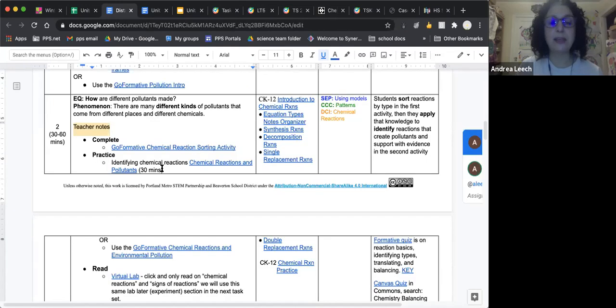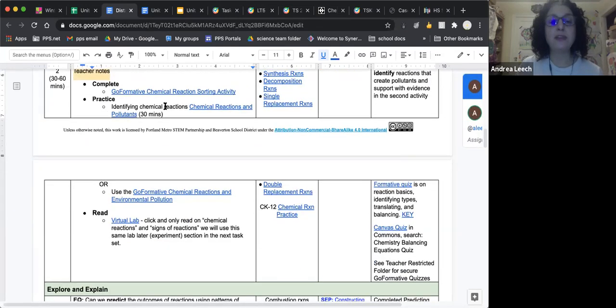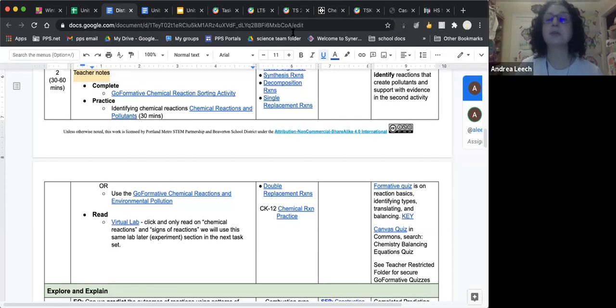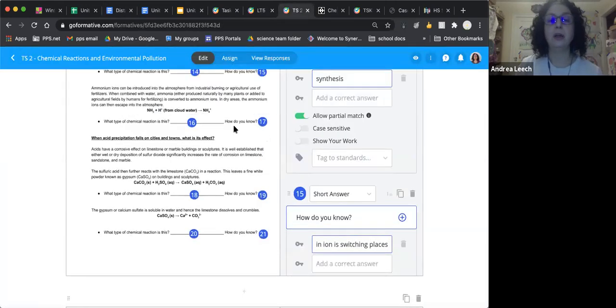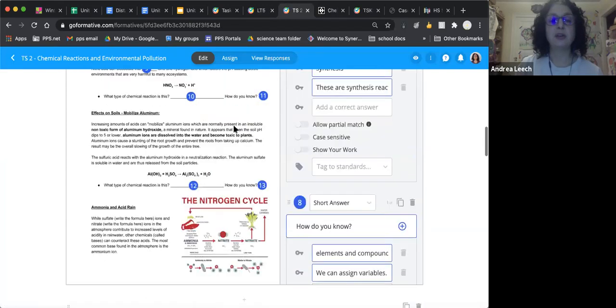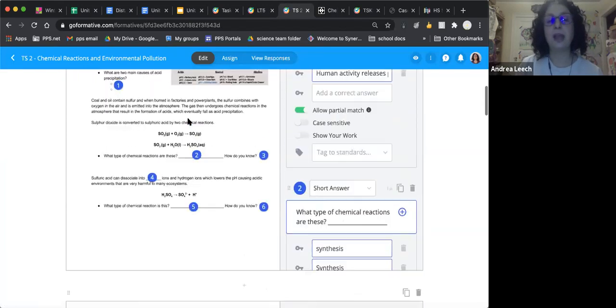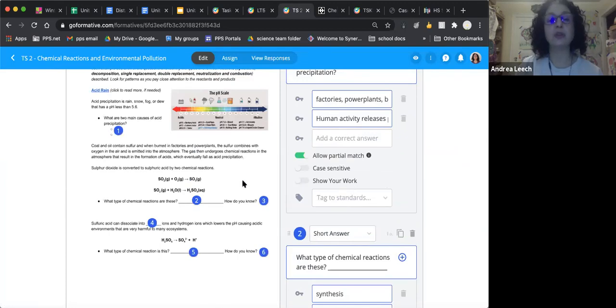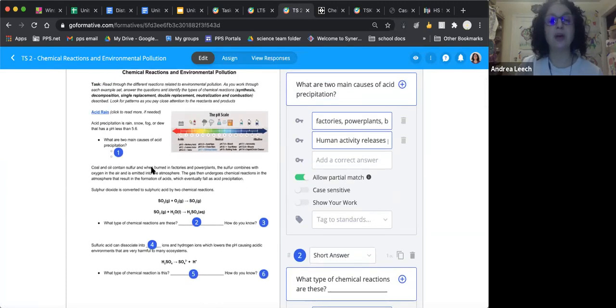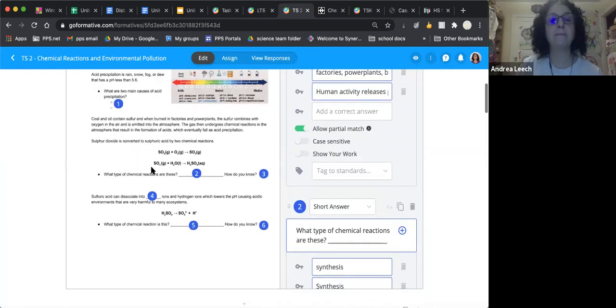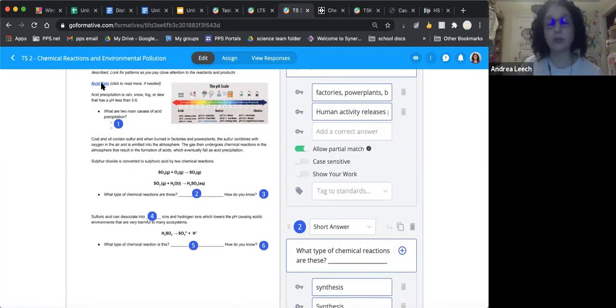Task set 3. So once they've gone through that, they're going to get a little bit more practice of just indicating what the reactions are. If I go into this Go Formative Chemical Pollution one, in this activity, there's a text over here, and then they'll answer all their questions over here. So you read through and you'll have questions like, what are the main causes of them? There's a link to an acid rain article that they can go through.